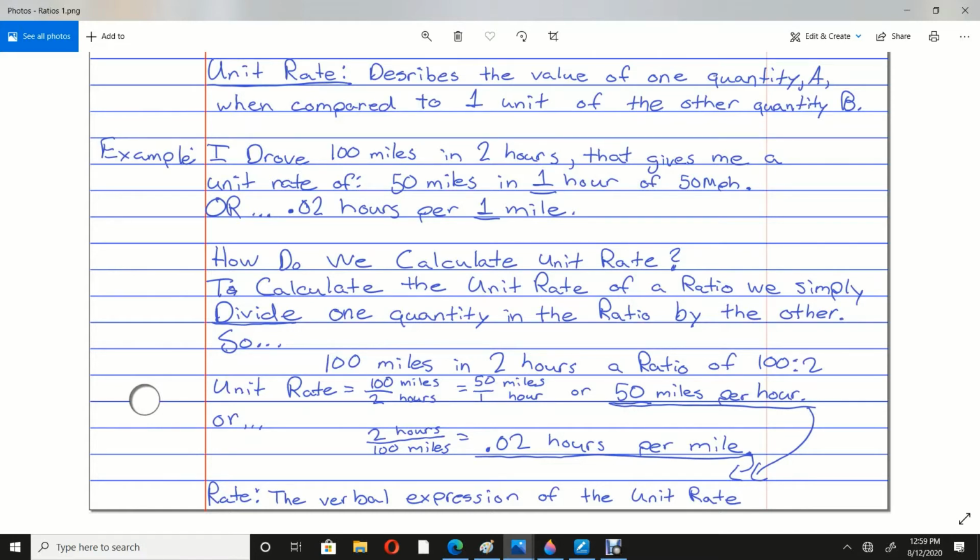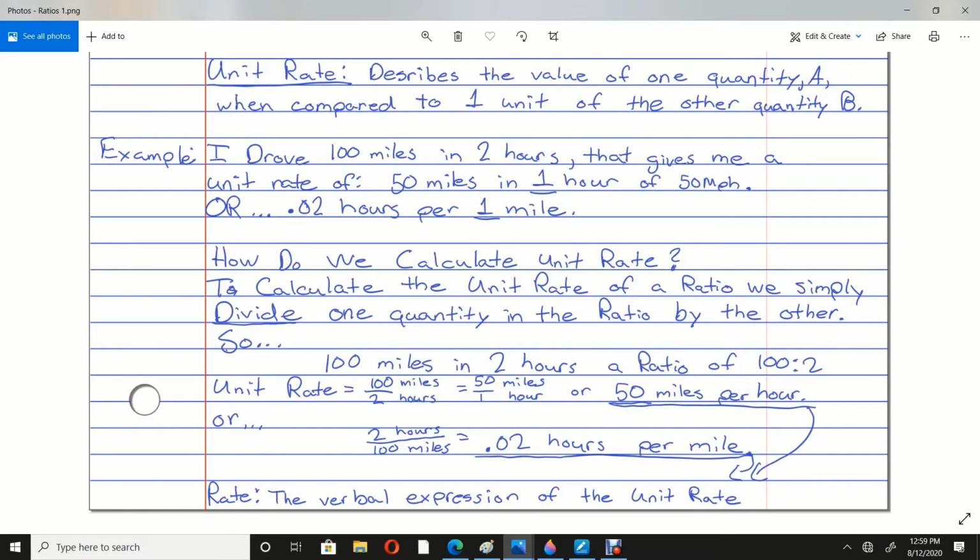Or we could say, down here, 0.02 hours per 1 mile. So for every mile we drive, it takes us 0.02 hours. Bonus points if you can tell me how many minutes 0.02 hours is. Great. From there, how do we calculate unit rate?